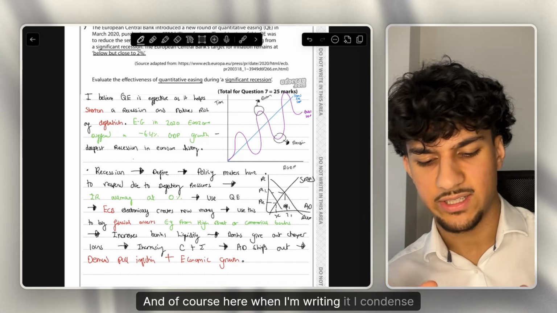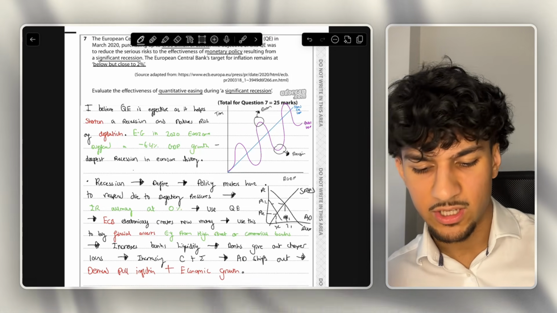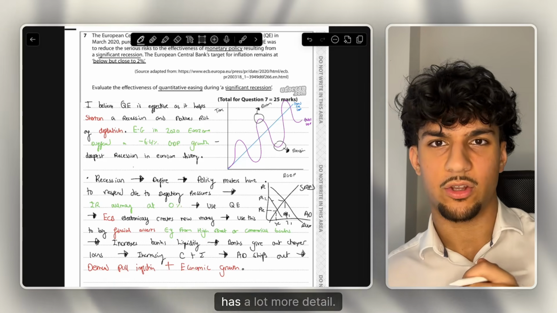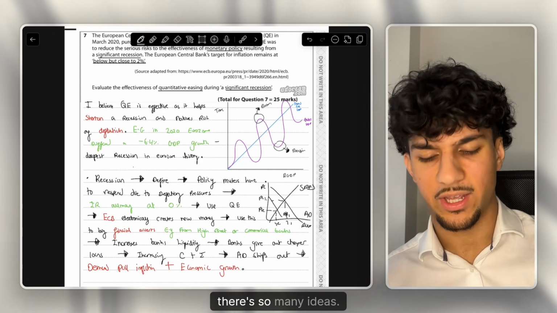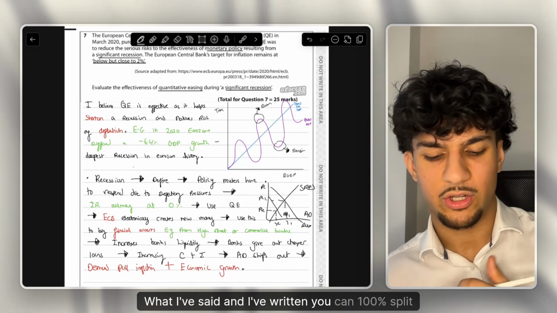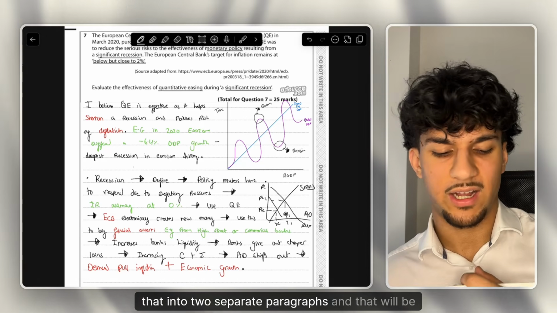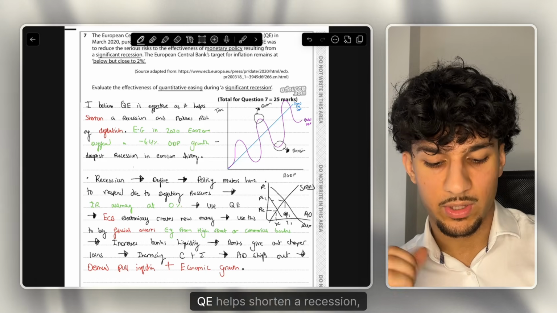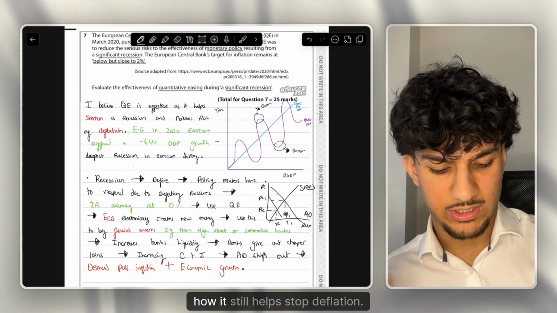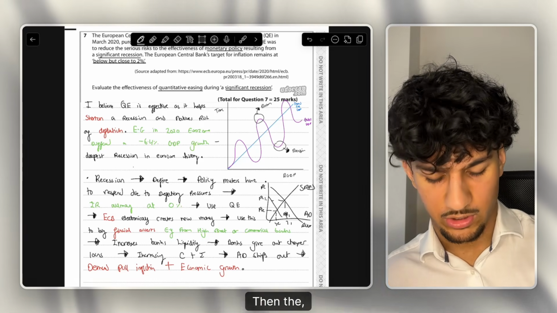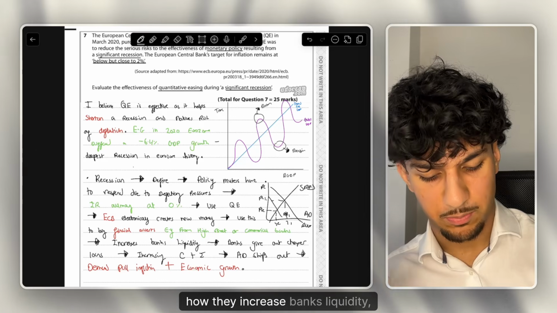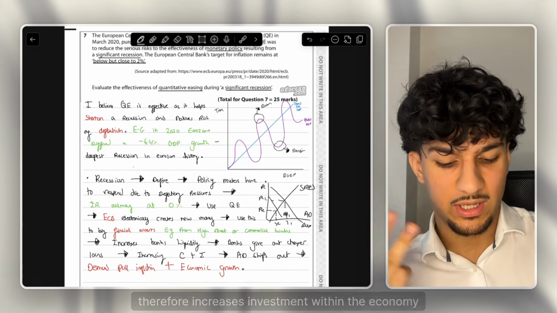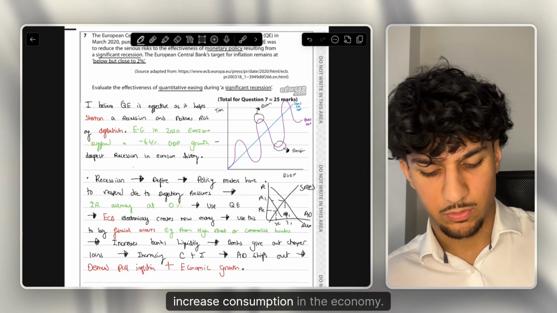And of course here, when I'm writing it, I condense the chain of analysis a lot. Try to focus on what I'm saying rather than what I'm writing, since what I'm saying has a lot more detail. But of course, there's so many ideas in what I've said and what I've written. You can 100% split that into 2 separate paragraphs, and that will be more than enough. Like we've talked about how QE helps shorten a recession, how it helps stop deflation, then the process of QE, how they increase banks' liquidity, how that therefore increases investment within the economy as it encourages firms to invest, and increases consumption in the economy.